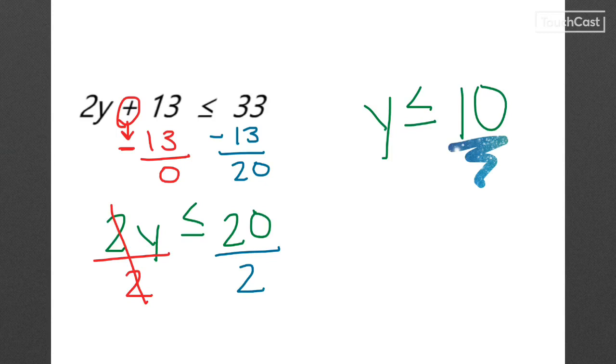So it could be 10, it could be 9.99999, it could be 8, it could be 7.5. y could be anything that is less than or equal to 10. Remember, it has an infinite number of solutions.